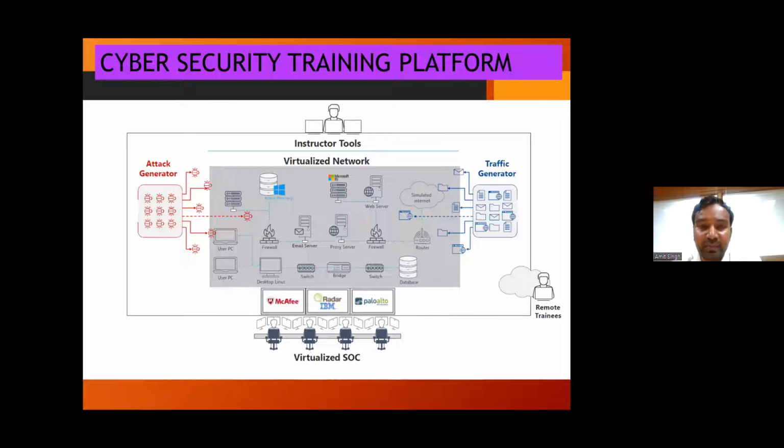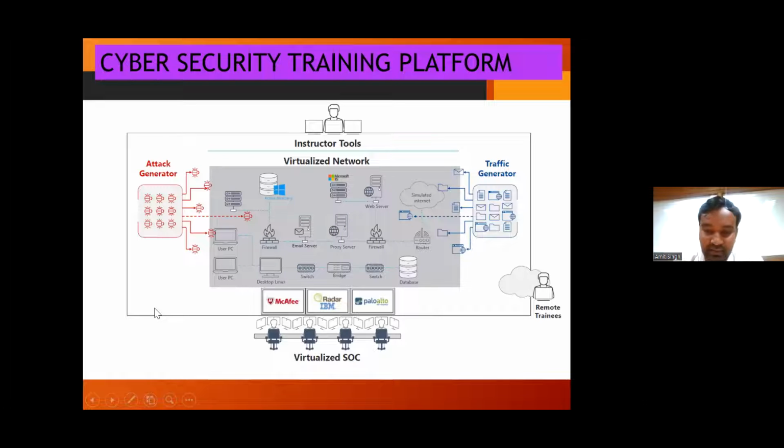Because most people, when an attack happens, don't understand what is happening, where the attack is coming from, where it is going, and which systems are affected. All this can be done only when you have prior experience of handling those attacks.